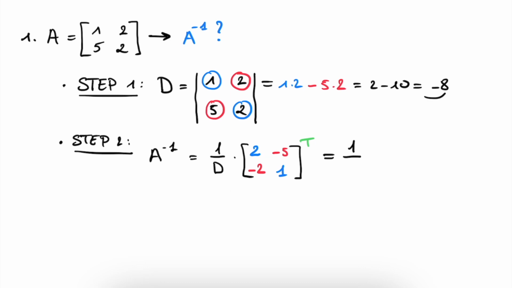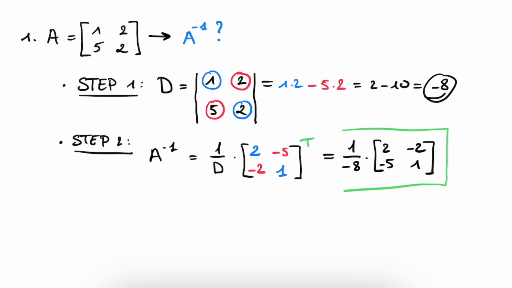So we have 1 over d, and d is minus 8, times the transpose of this matrix, which means that the rows will become columns, and the columns will become rows. For the first row, we need to look at the first column, which in this case becomes 2 and minus 2. And for the second row, we will have to look at the second column, which in this case becomes minus 5 and 1. And there you have it. We already have our result. This is officially the inverse matrix of our initial matrix.